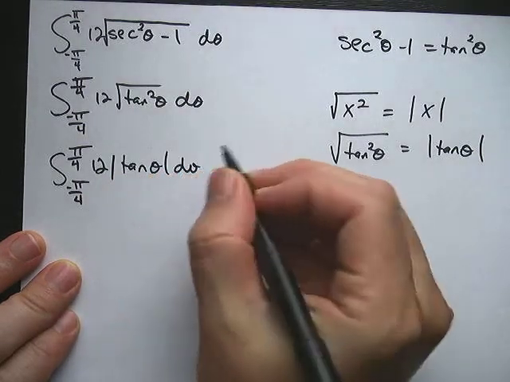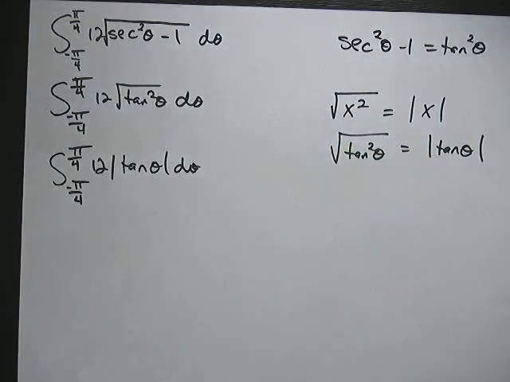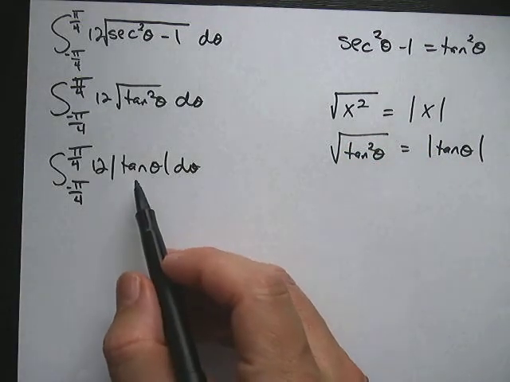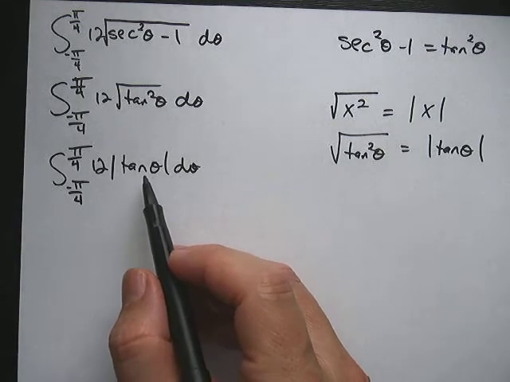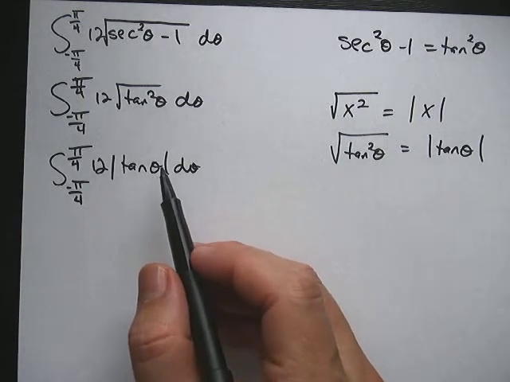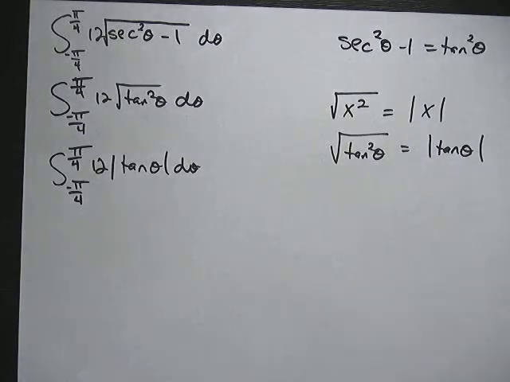d theta. Okay, so we know that if we didn't have the absolute value there, the antiderivative of tangent theta is the natural logarithm of secant theta. Okay, but we do have the absolute value there, so we have to do something about that before we can proceed in this problem. So what I'm going to do is type this into the calculator.